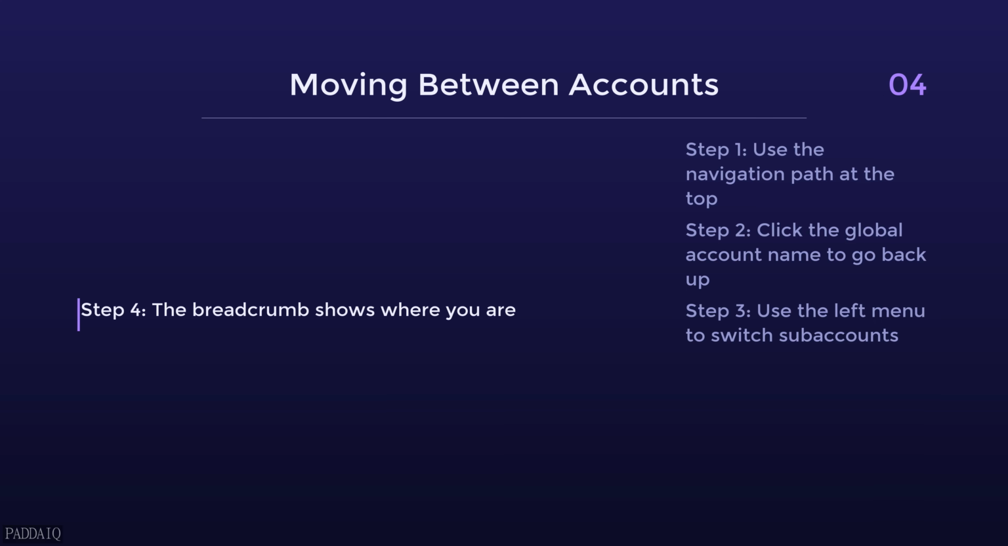Step 4. The breadcrumb shows where you are. This means the navigation path at the top of the screen displays your current location within the account structure. For example, if you are inside a specific subaccount, the breadcrumb might read Global Account, Subaccount A. This visual cue helps you understand your exact position and navigate confidently.